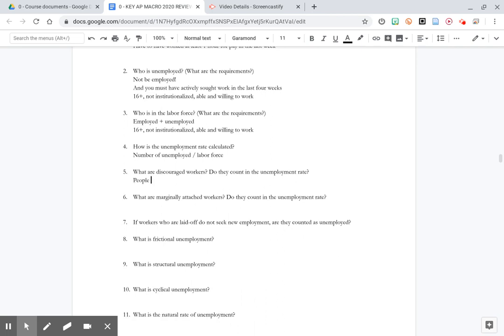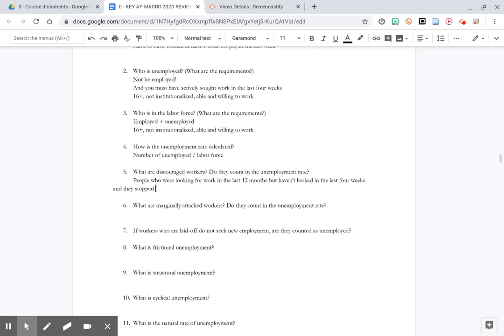Discouraged workers are people who were looking for work in the last 12 months and haven't looked in the last 4 weeks. Let me actually fix that, I screwed up here. So in other words, these are people who maybe looked for a job 6 months ago, but haven't looked in the last 4 weeks. And they stopped because they couldn't find work. So the only reason they stopped looking was because they didn't have any jobs available.